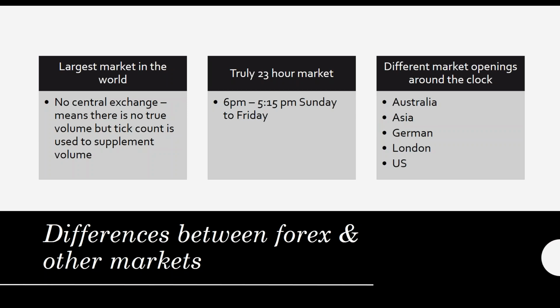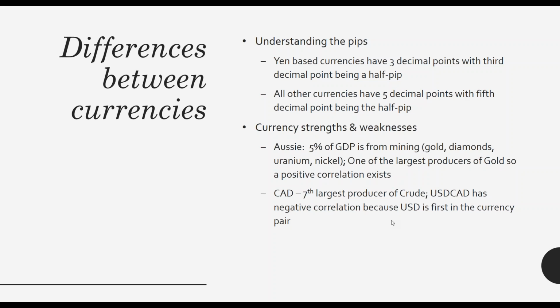Now, there are different market openings around the clock. You have Australia, you have Asia, Germany, London, in the US. Now, because it has so many different market openings, it makes it really easy for people that have day jobs to actually trade the Forex market. That's the reason I started with it, okay? I worked a day job, but I would go home and trade Asia, or I would get up and trade London.